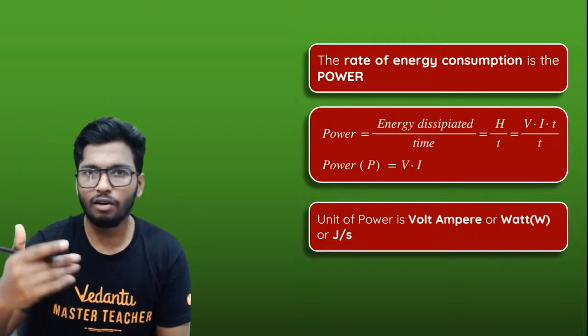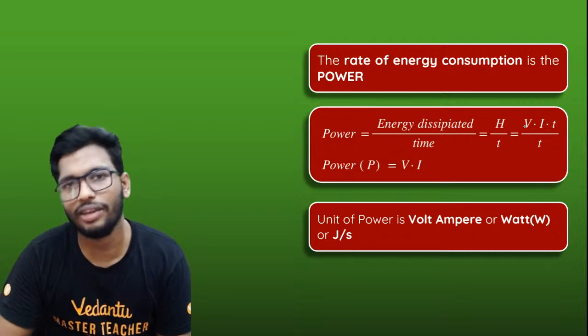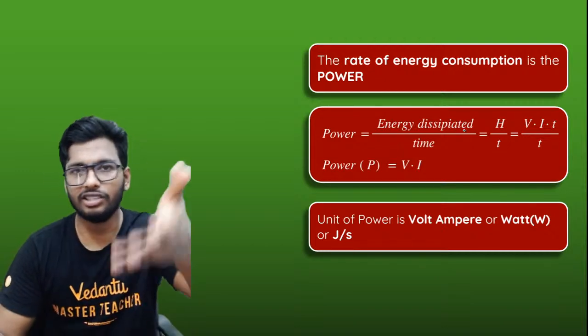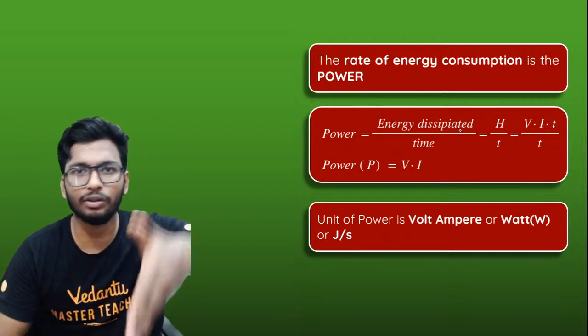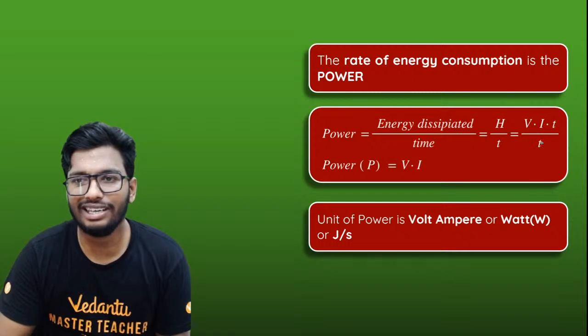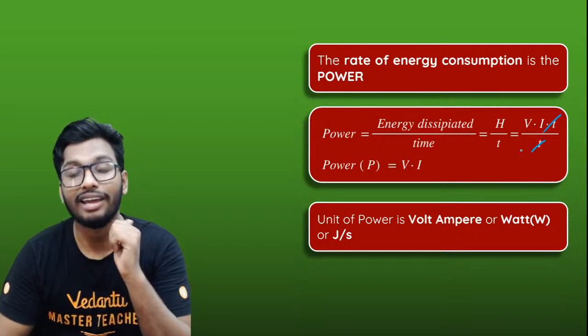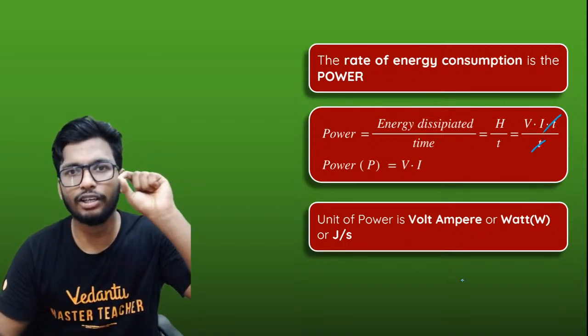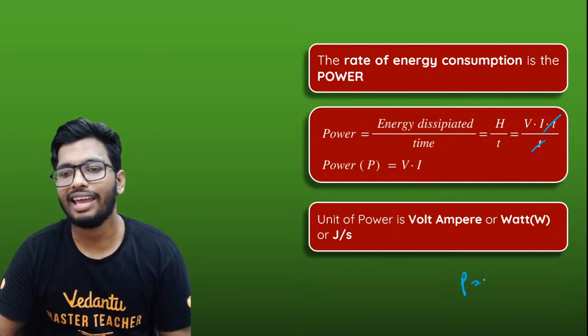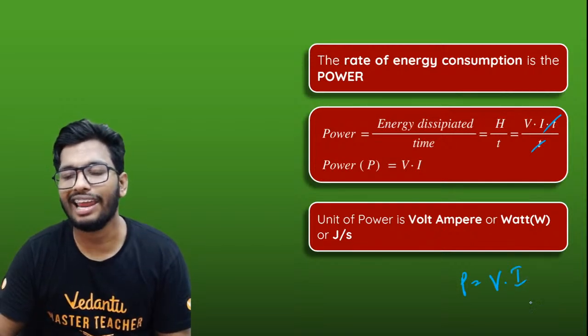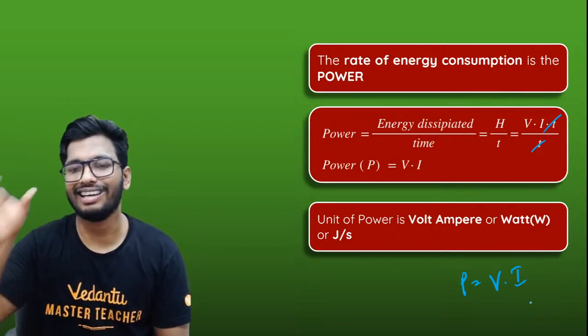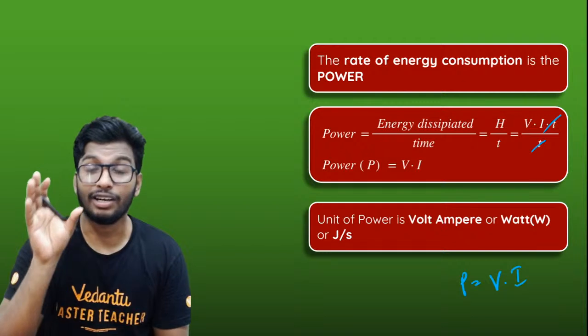So the formula, again: what is work done? Work done is equal to V into I into T. We have already seen that energy, or work done, is V into I into T. Divided by T, the T's get cancelled. So what are you going to get? V into I. So the basic formula that you're going to be using for power is voltage into current, or potential difference into current.